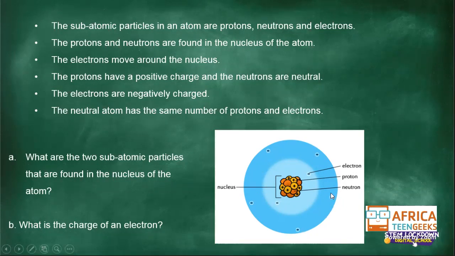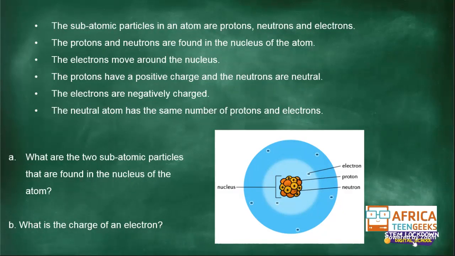And the protons have positive charges and the neutrons have negative charges. So when it has a negative charge, it means it is negatively charged. So, and also to recap, the neutral atom has an equal number of protons and electrons. So when it is equal, we say that the atom is neutral because it has no charge.